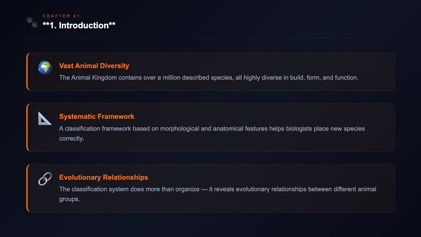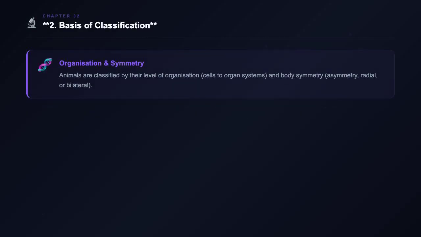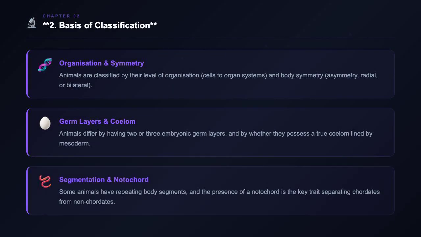It allows biologists to assign new species to their correct positions. The classification system also shows evolutionary relationships between organisms. Animal classification is based on key features that show evolutionary relationships. One feature is the level of organization, ranging from simple cell aggregates to organ systems.